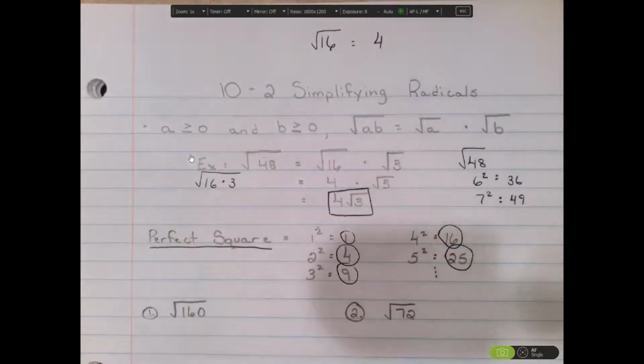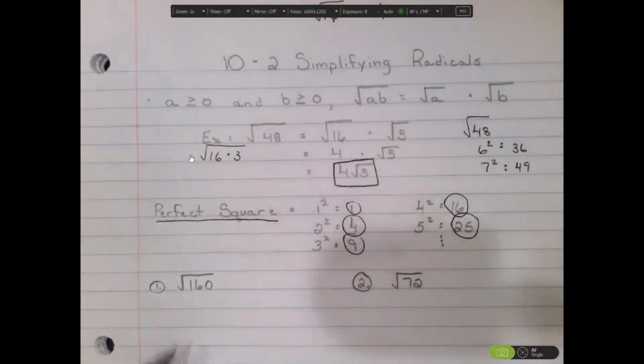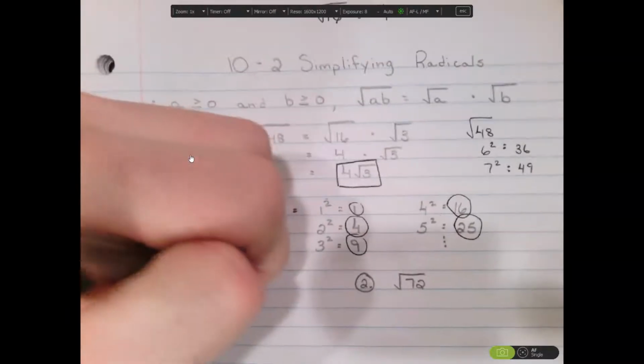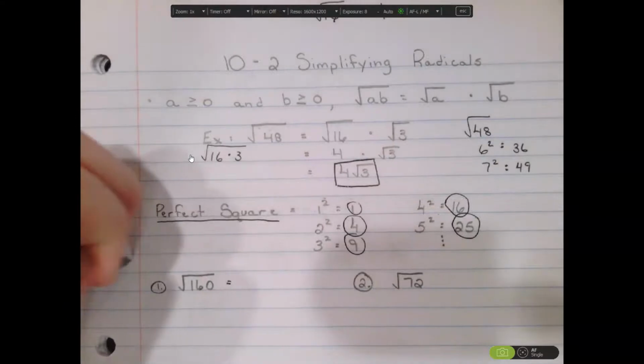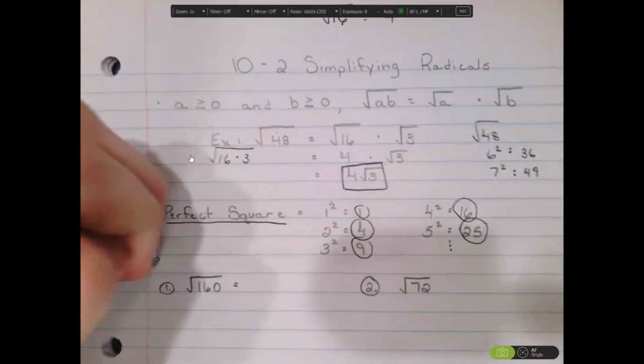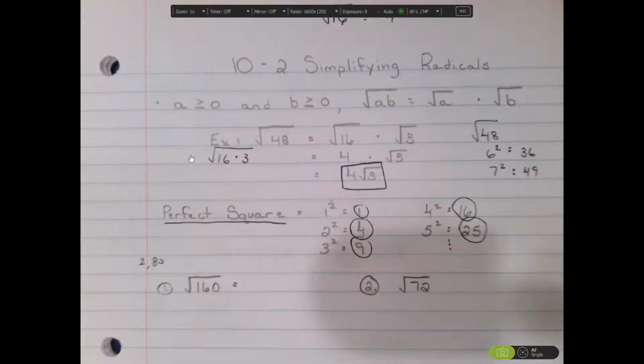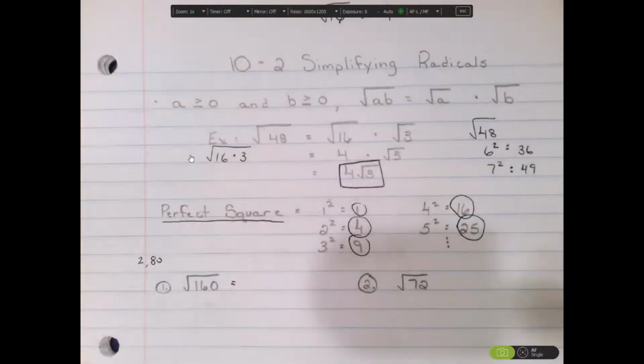So let's look at another example. So let's look at number 1. Number 1, I have the square root of 160. So I'm looking for, if I break 160 apart, what are two numbers that I can multiply to get 160? So maybe you're thinking, okay, if I multiply 2 times 80, are either one of those perfect squares? No.